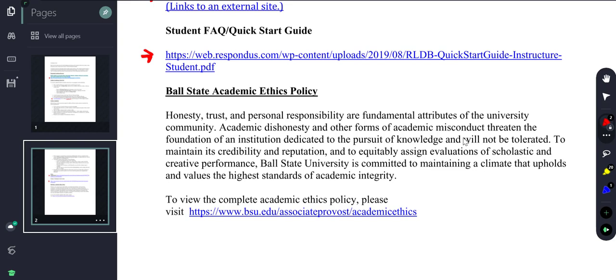We're pursuing honesty, trust, and personal responsibility, and academic dishonesty won't be acceptable. Look, I've never had a problem with this. I don't expect I will this time. But just so you know, this is the statement, the policy, and if you want to look at the complete academic policy for academic ethics or academic honesty, you can look at it here.